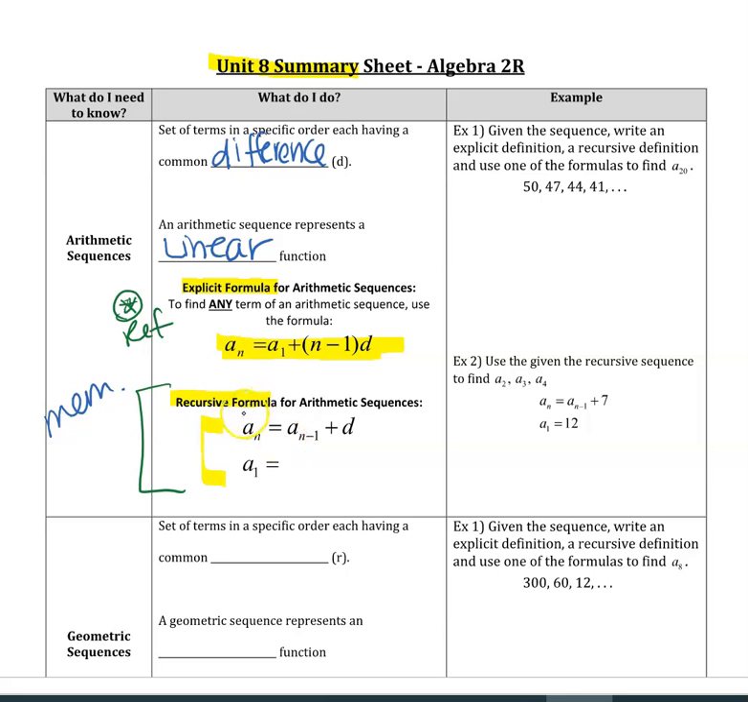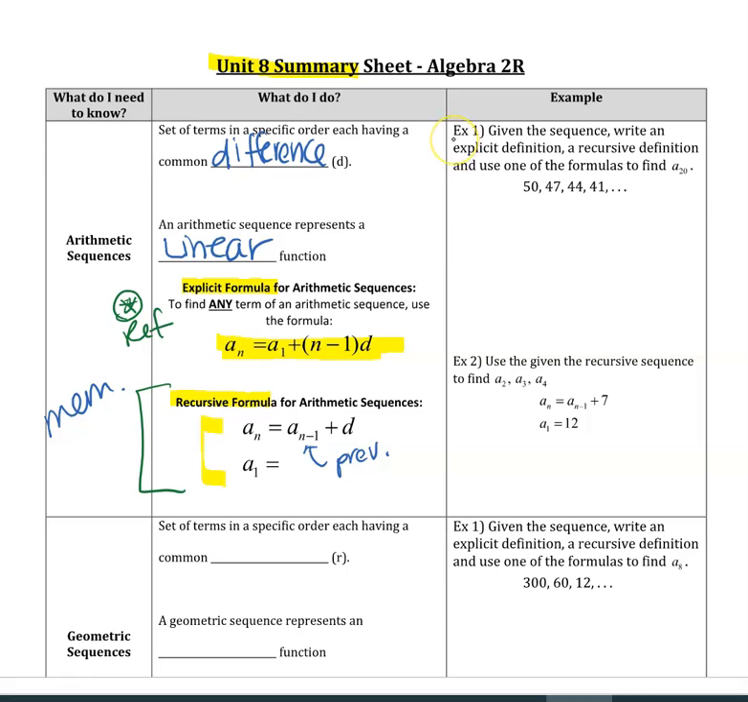So keep in mind for recursive, it is a sub n, so the next term equals the previous term plus whatever your common difference is, whether it's a positive common difference or a negative common difference. So arithmetic sequences are solely based on whatever the previous term was.